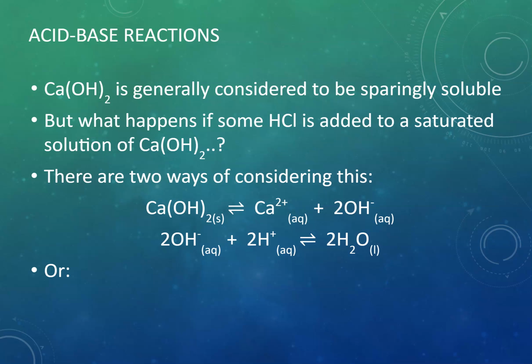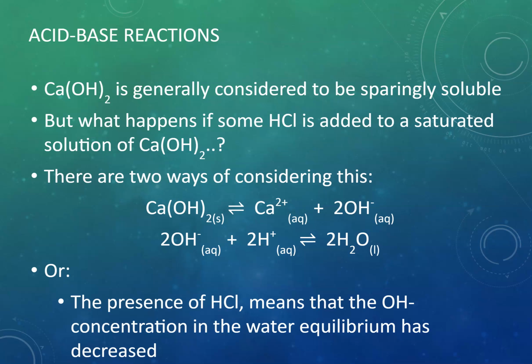The other way to consider it, the second equation down there, if we write it around the other way, is considered to be the autoionization of water, right? The dissociation constant Kw, which is the basis of our pH scale. So if we increase the H plus concentration, then that's going to have the effect of decreasing the OH minus concentration. So the calcium hydroxide is going to try and provide more OH minus to replace the OH minus that's been taken away. So either way, the calcium hydroxide is going to dissolve more, increasing the amount of hydroxide ions, and therefore increasing the solubility of the calcium hydroxide.